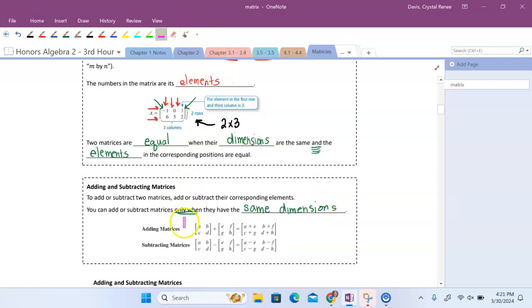Notice here, we would add the elements in the same corresponding position. So A and E are in the same corresponding position. So when we add these two matrices, the same corresponding position in the sum is just A plus E. Same thing with B and F. When we add them, we'll just add B plus F. C and G, we'd add C plus G. And then D plus H. The same applies when we subtract, except we're going to subtract instead of add. And like I said, this will make much more sense once we do an example.